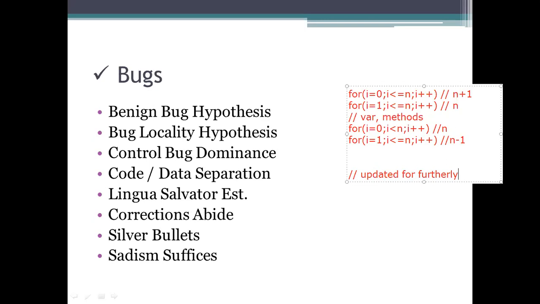Locality means the change you have made, the bug that has occurred, will be affecting which line of code, or which methods, or which variables, or some other representation. All these things we need to study here. Okay.